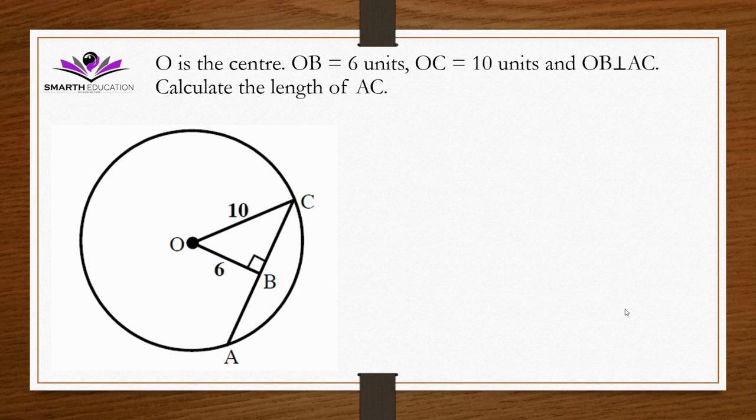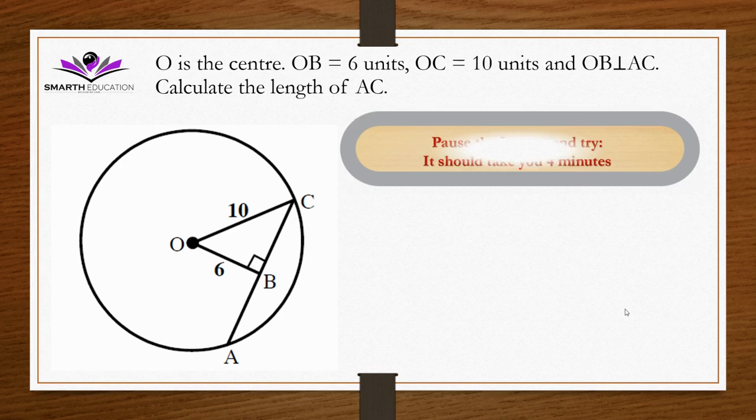O is the center of a circle. OB is 6 units. OC is 10 units. And OB is perpendicular to AC. I want you to look at the diagram and make sure the given information is there on the diagram, and then calculate the length of AC. You must use about 4 minutes. Try to find the value of AC. After 4 minutes, we're going to do it together.